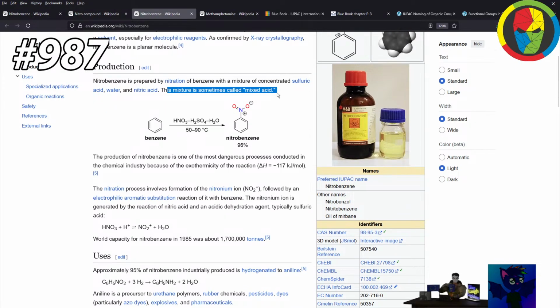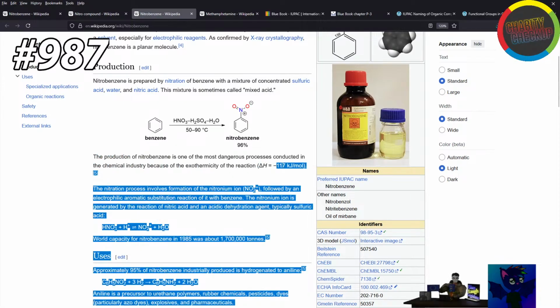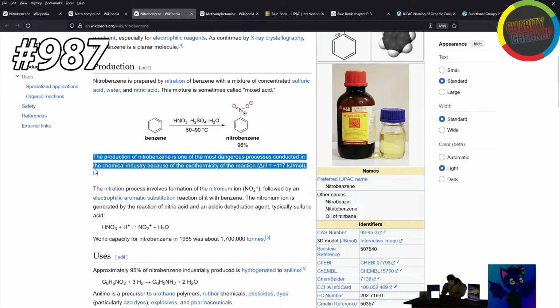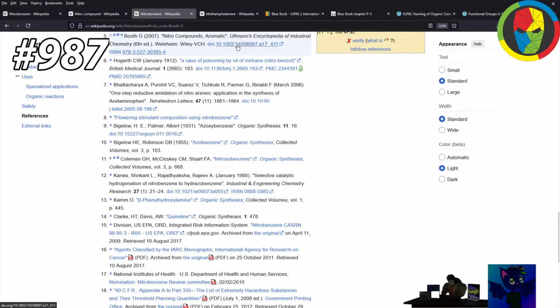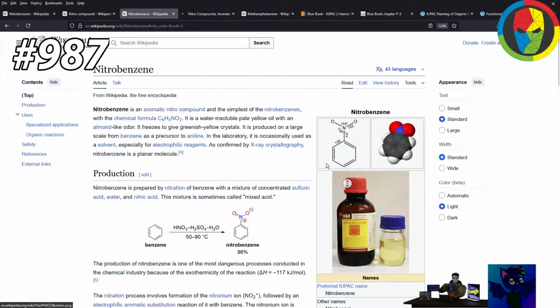This mixture sometimes calls mixed acid. I just love that phrase. It's comical. Hey, we mixed together sulfuric and nitric acid. What should we call it? Oh, that's fun to know. Something worth noting for later.